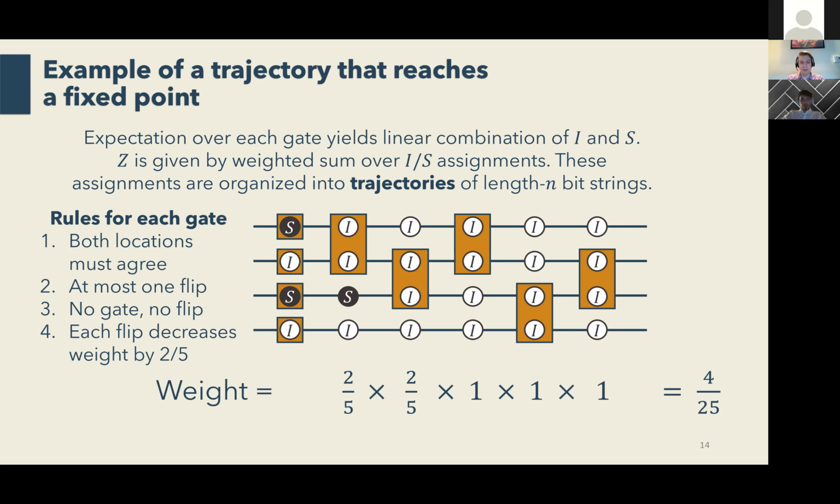The weight of this configuration is only 4 over 25 because we've only made 2 flips, much larger than the previous example. And this highlights an important takeaway, which is that the trajectories that quickly reach a fixed point generally have larger weight than those that stay far from a fixed point for a long time, because they generally have fewer flips.